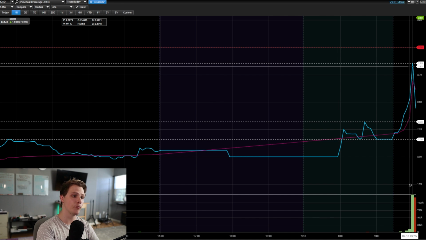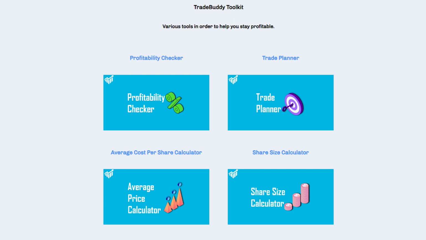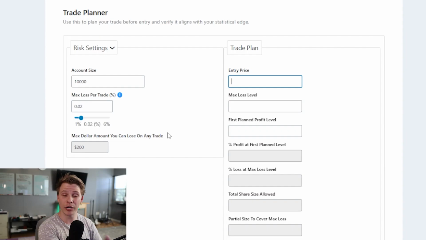We take it a step further though, because in TradeBuddy, we have what's called the trade planner. And what the trade planner does is it literally just plans the trade for you and manages the risk for you right away. Because the most important thing with trading is to plan from risk management first.